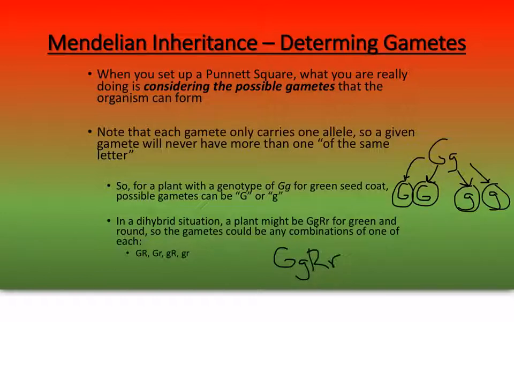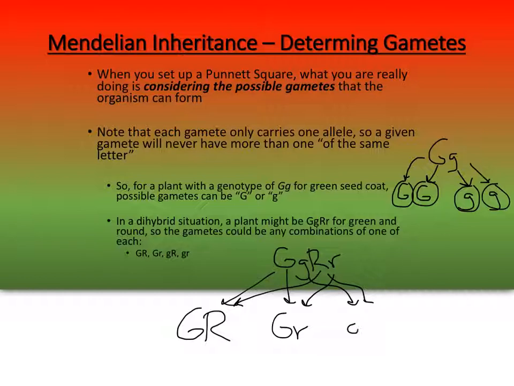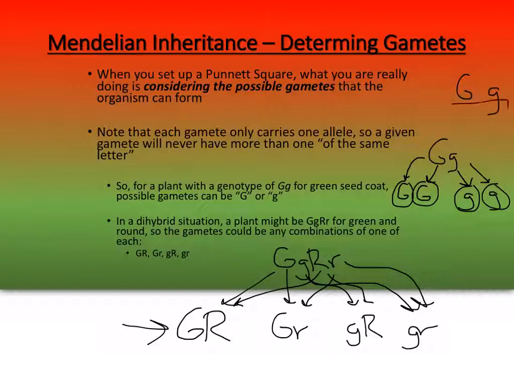So if you have this big G, big R organism for green and round, you can get 4 possible gametes. You can get the big G with the big R. You can get the big G with the little r. You can get the little g with the big R. And you can get the little g, these are getting ugly now, with the little r. And again, this is what you'd put across the top of your Punnett square. So you're always really just looking at what kind of gametes am I making.